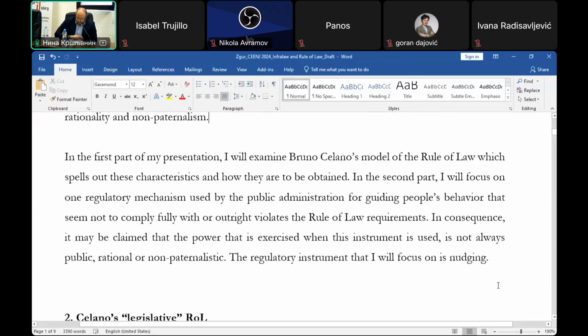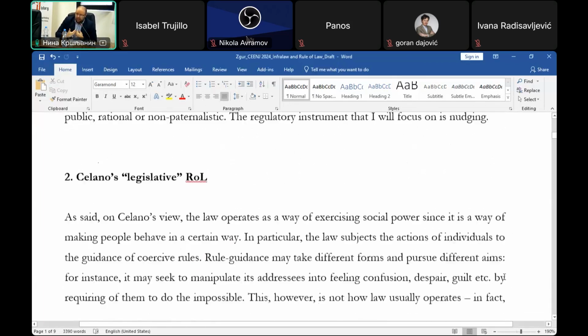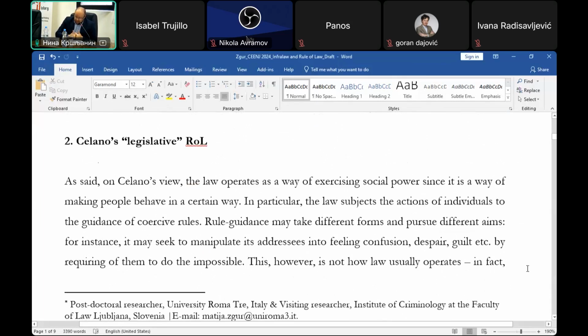On Celano's view, the law operates as a way of exercising social power since it is a way of making people behave in a certain way. In particular, the law subjects the actions of individuals to the guidance of coercive rules. Now, rule guidance may take different forms and pursue different aims.